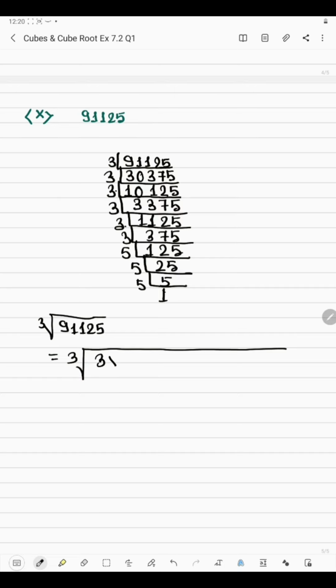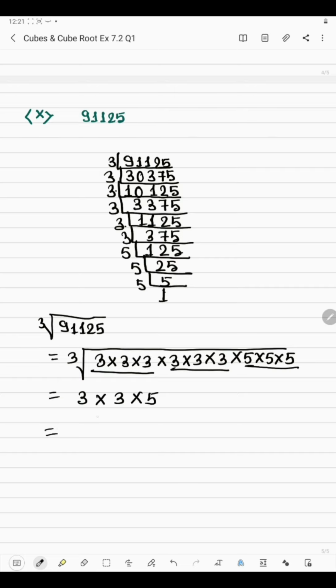We'll write the factors. So 1 2 3 4 5 6, and 3 5's we have got, 1 2 3. So from the group of 3 we'll take 1, from the group of 3 we'll take 1, and from this group we'll take 1. So 3 5's are 15, 15 3's are 45. So the cube root of 91125 is 45. So this was the last part of question number 1.